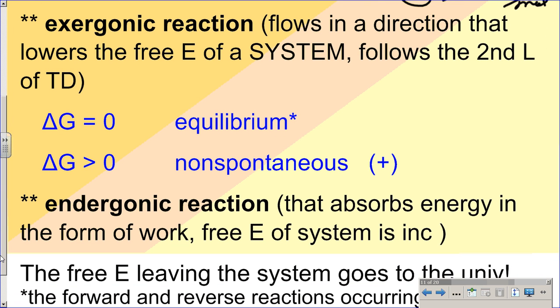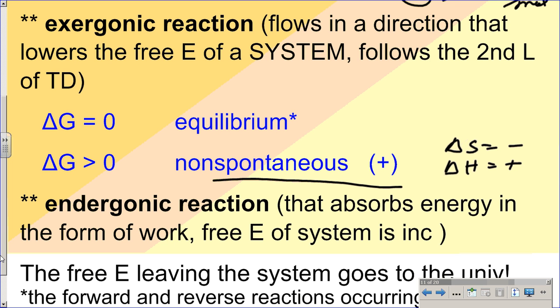If you have a positive delta G, it's going to yield a non-spontaneous reaction. What conditions would probably be true when that's true? Delta S would be negative, delta H would be positive. Okay, and that's usually what's happening with this case.